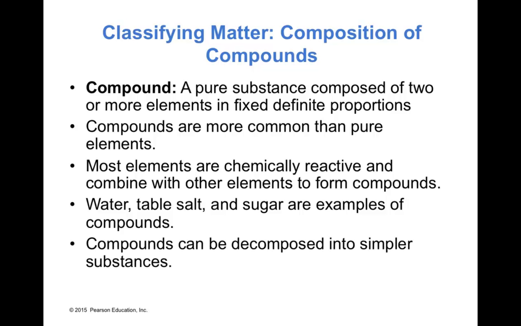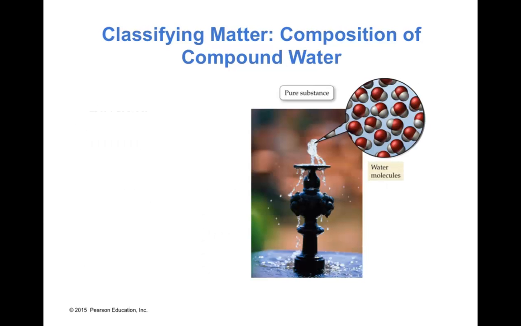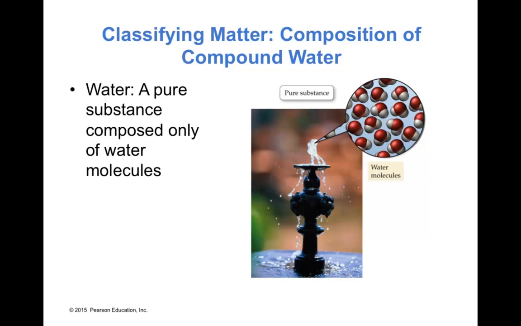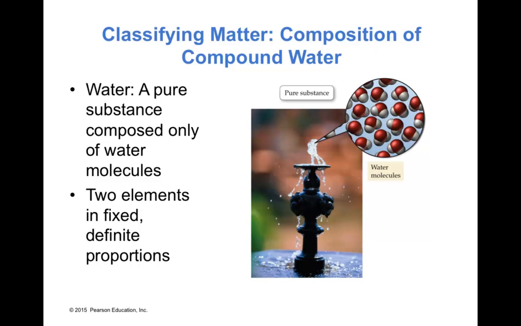Compounds can be decomposed into simpler substances, as different as the elements. The element can't, but you can decompose the compounds into simpler substances. An example of the composition of a compound is water. Water is a pure substance because it's composed only of molecules of water. Water is a combination of two elements, hydrogen and oxygen, in a specific ratio, two atoms of hydrogen and one of oxygen. That's why water is H2O.